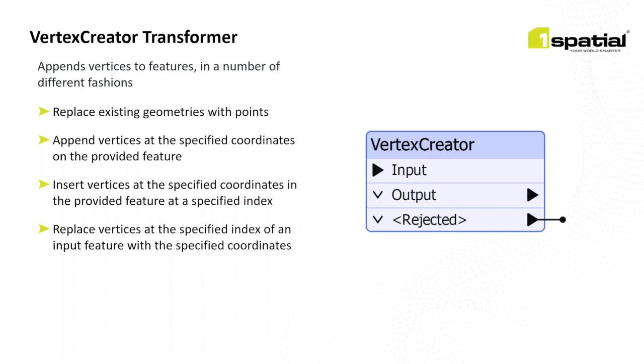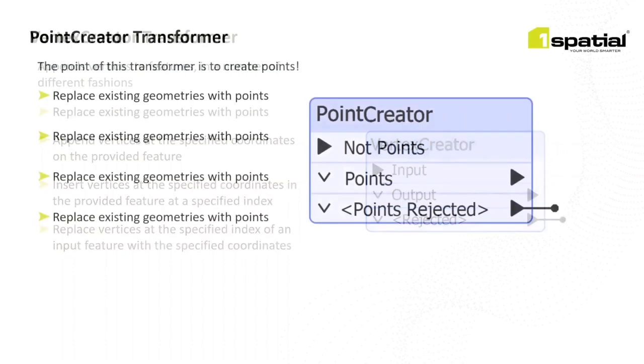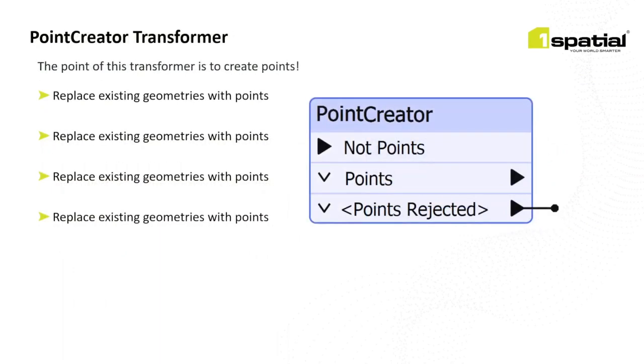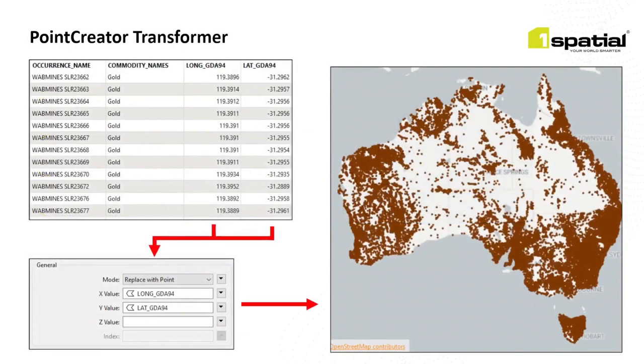It's actually a fairly complex transformer. Where I think the problem is that people treat it like it is the PointCreator transformer, that the point of this transformer is to create points. Replace your existing geometries with points. We feed in features that are not points, and what we get out is points. And if what we got out was not a point, we don't want it. It's the most common use case I see of this transformer, and I think it's actually somewhat misguided. And where I see people using it like this the most is where they have a tabular data set, and they've got longitude and latitude values, and they feed them into their VertexCreator, and voila, they get points.